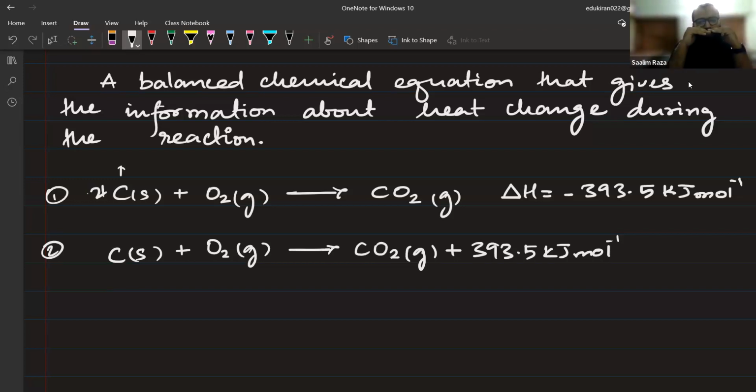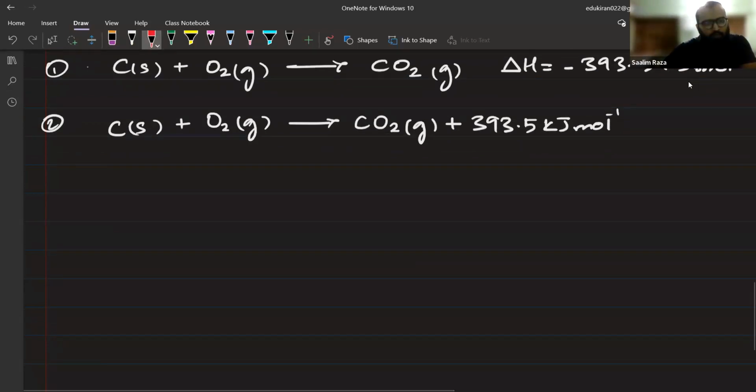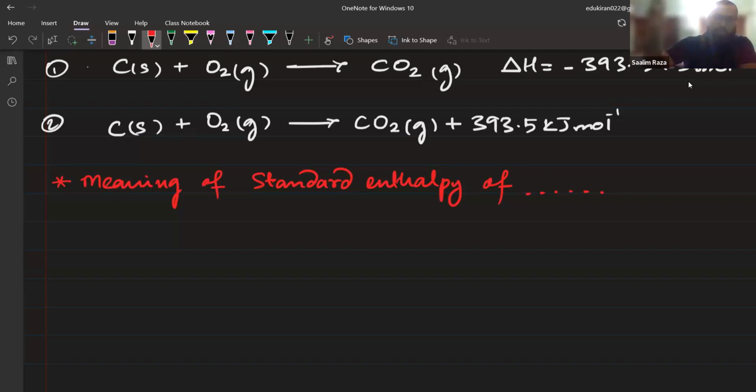So we have to set a standard that whenever we are talking about the enthalpy change for a particular reaction, this is the standard. We have to measure things in 1 mole at this pressure. So you will see a particular phrase repeatedly used, standard enthalpy of. So please write the meaning of standard enthalpy of. You will see many things: standard enthalpy of combustion, standard enthalpy of formation, standard enthalpy of decomposition.